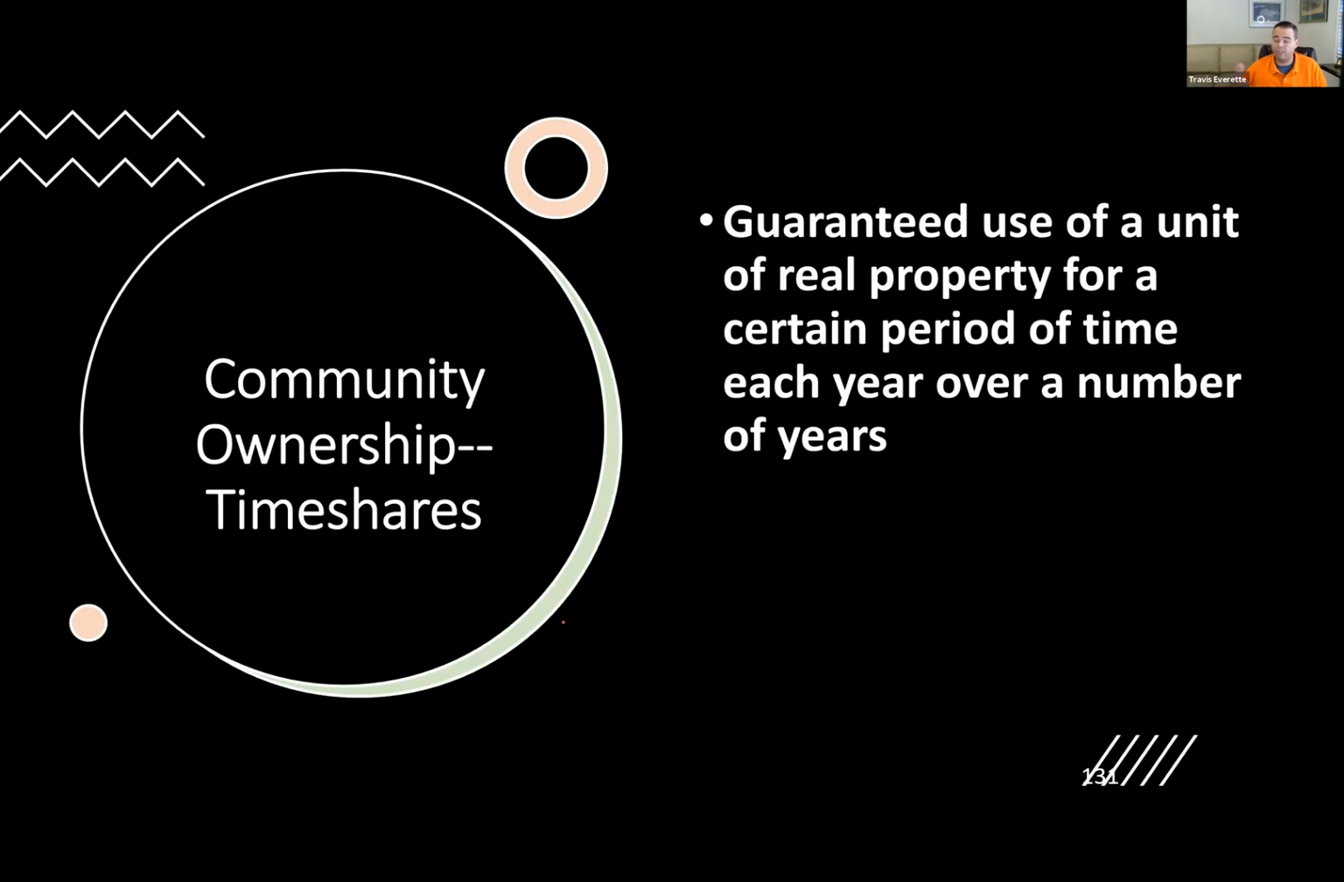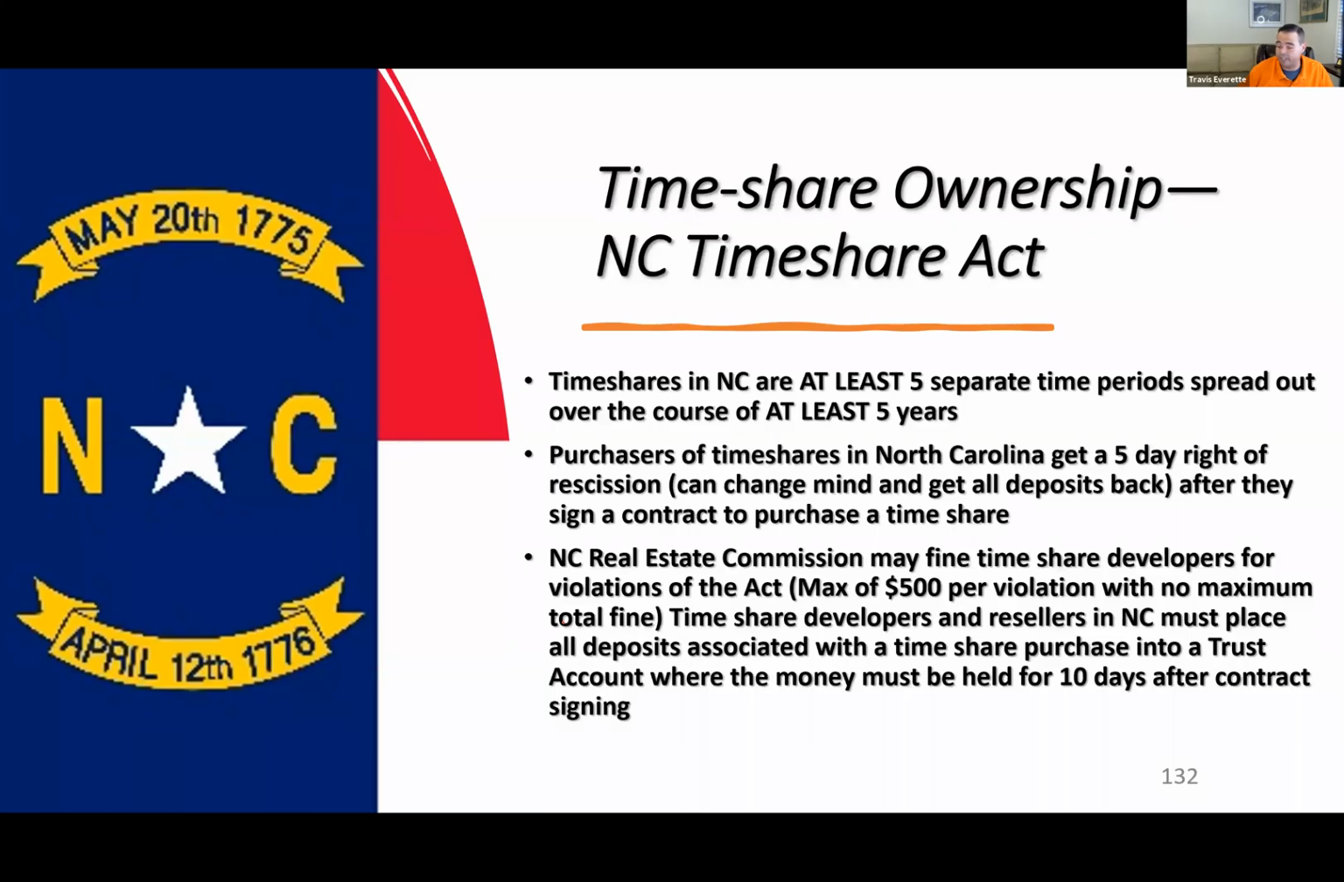Now, this is the basic definition of a timeshare. It's the guaranteed use of a unit for some period of time each year. And usually that's a week, 1 week per year. It could be 1 month per year. It could be 1 weekend. But the most common is 1 week per year. And that is spread out over a number of years, usually for an indefinite time period. In North Carolina, we define a timeshare as having to be at least 5 separate time periods.